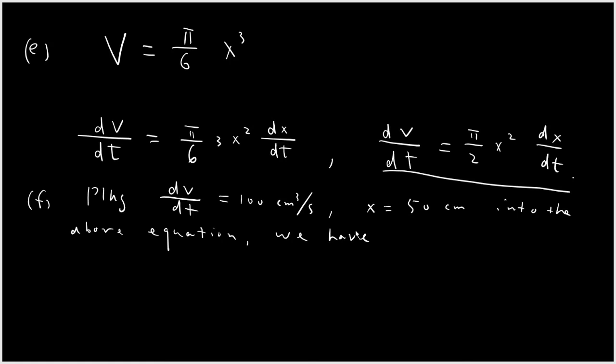We have dV over dt. The rate of change of the volume is constant, so it is 100. In the equation, you do not have to include the units. It's equal to half pi x squared. You know the value of x, so it is 50, right? So times 50 squared, and then isolate dx over dt.